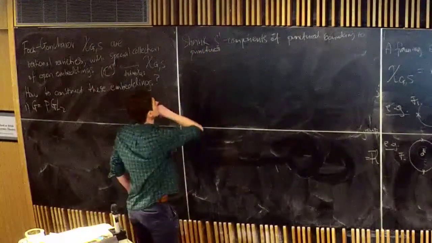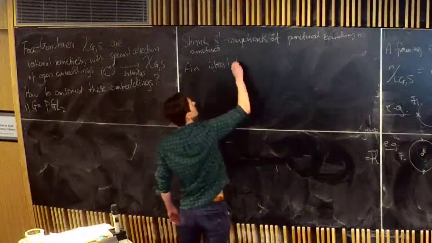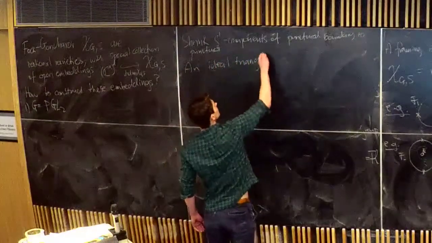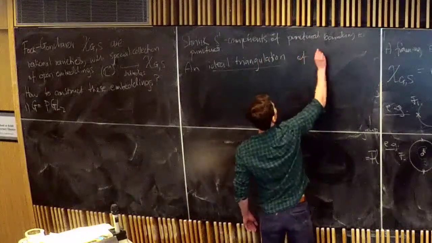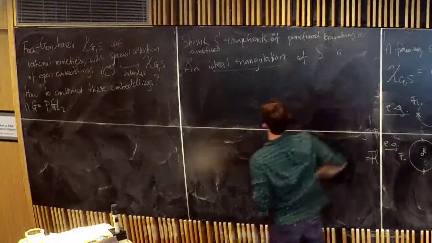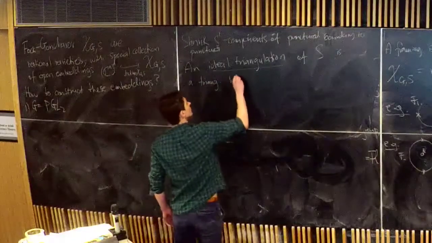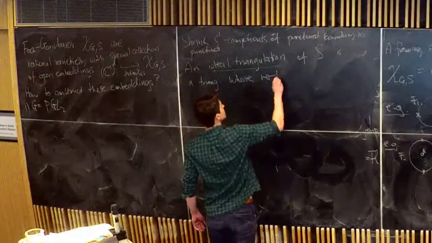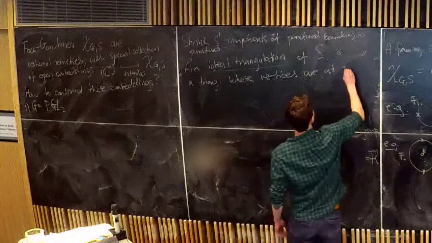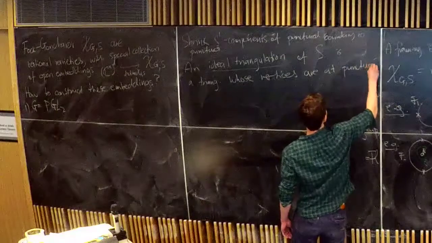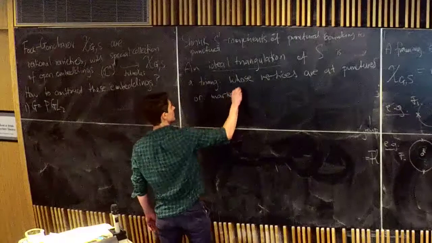Okay, and then let's agree that an ideal triangulation of S is just a triangulation whose vertices are at these punctures or these special points on the boundary.